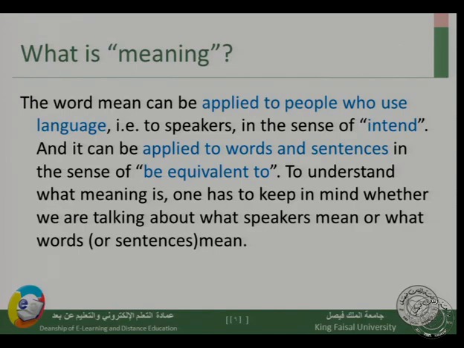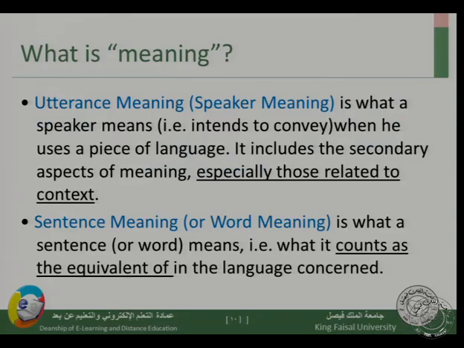And from this we are going to give two definitions. The first one is utterance meaning or speaker meaning, which is what a speaker means. In other words, what he intends to convey to the listener when he uses a piece of language. This use includes the secondary aspects of meaning, especially those related to context, the situation where the conversation is taking place or where the communication is taking place.